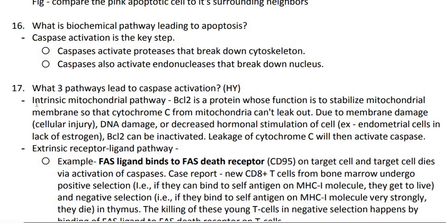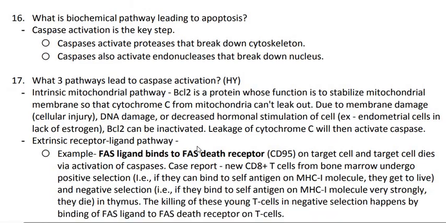Starting with the intrinsic mitochondrial pathway, BCL2 is a protein whose function is to stabilize the mitochondrial membrane so that cytochrome C from the mitochondria can't leak out. Due to membrane damage, DNA damage, and cellular injury, or decreased hormonal stimulation, such as endometrial cells in the lack of estrogen, BCL2 can be inactivated. Leakage of cytochrome C will then activate caspase.